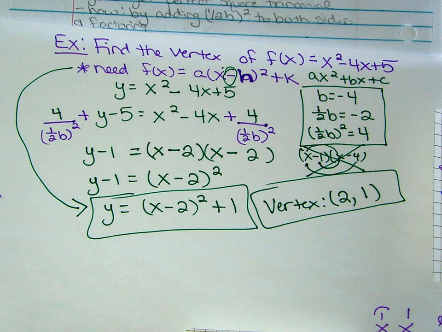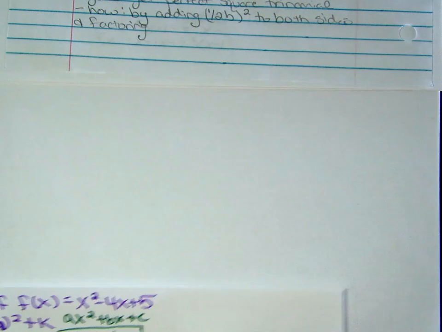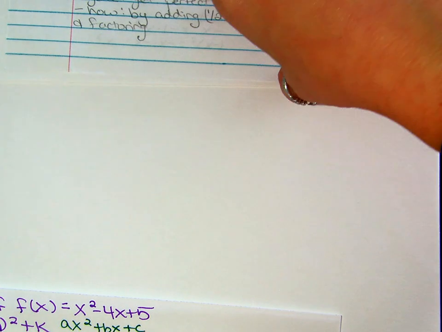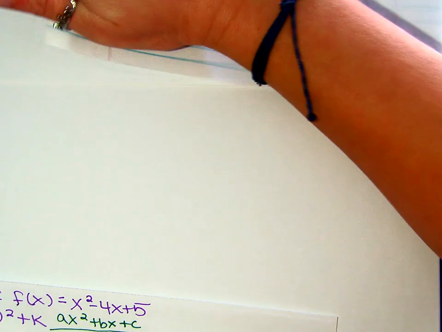But the next one does require you to memorize a formula, or at least write it down somewhere. So here's how you find a vertex another way. Vertex formula.